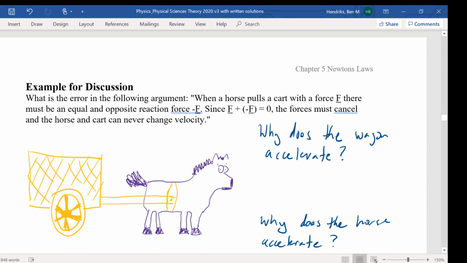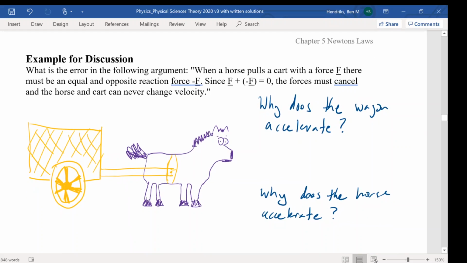A more interesting example here. What is the error of the following argument? When a horse pulls a cart with a force F, there must be an equal and opposite reaction force of minus F. Since F plus minus F equals 0, the action and reaction forces just cancel each other out. The forces must cancel, and the horse and cart can never change velocity. Okay, so obviously this is not right, because horses can pull carts.